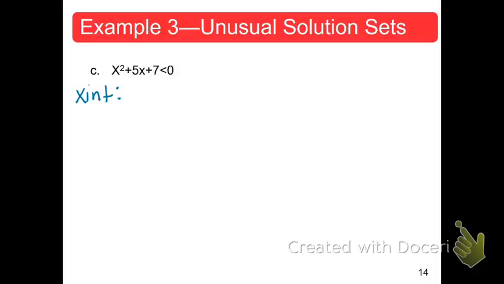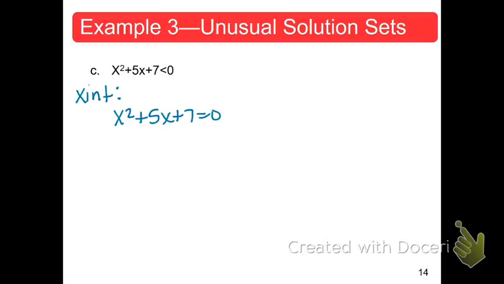Well, when I go to find my x-intercepts, I need to see where this polynomial, not function, is equal to 0. And therefore, we need to see if we can factor it. But is there anything that multiplies to 7 that will add to 5? No, there's not. So how else can we solve this?